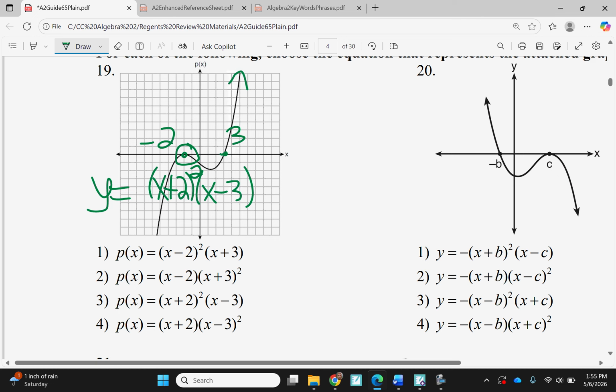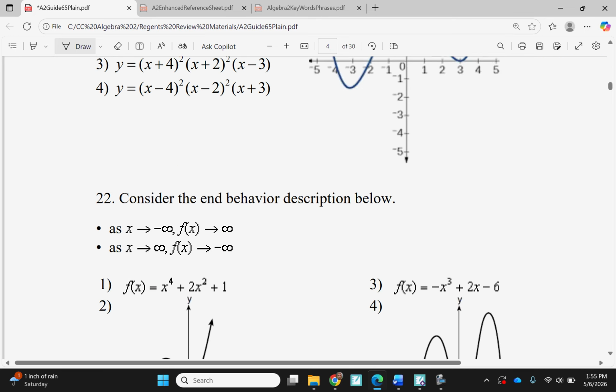Look at your answers carefully. X minus 2 is not correct. The x plus 2 should be squared. X minus 3, that's it. I think these are easier when they're multiple choice. I think when they're open response, it's hard to remember exactly where everything goes, but that's why the multiple choice is on the guide to 65.